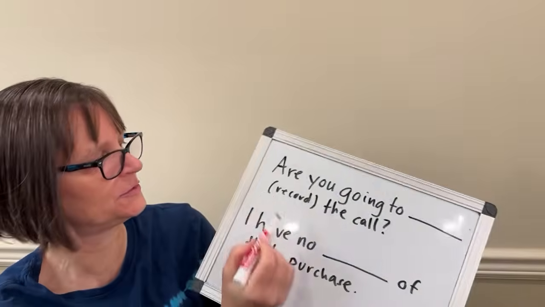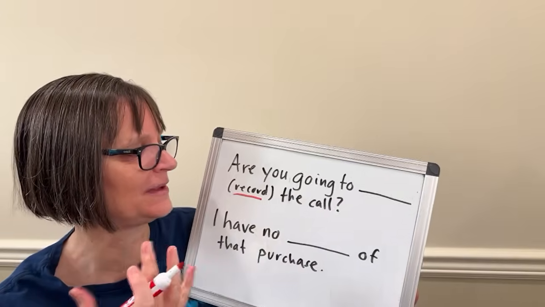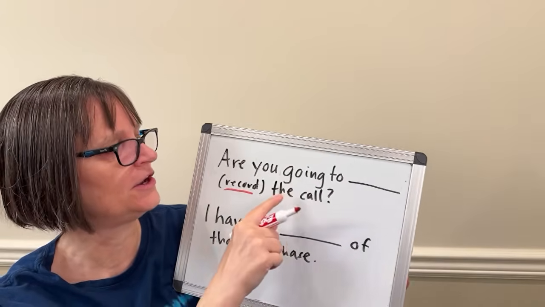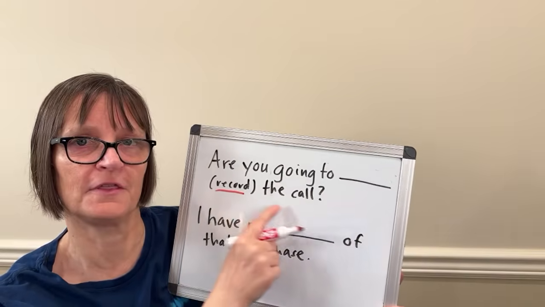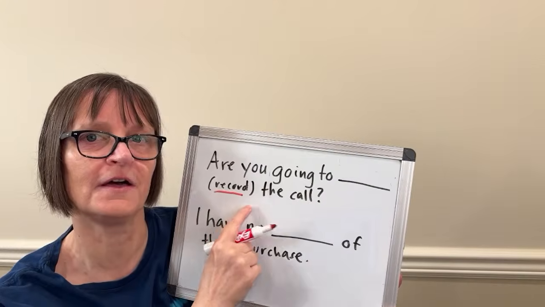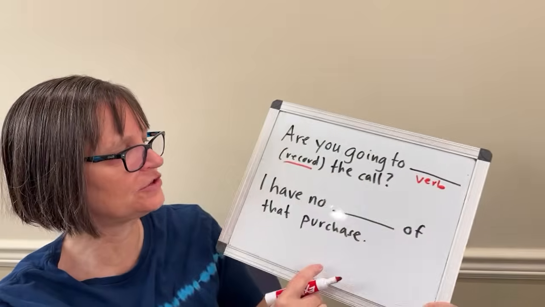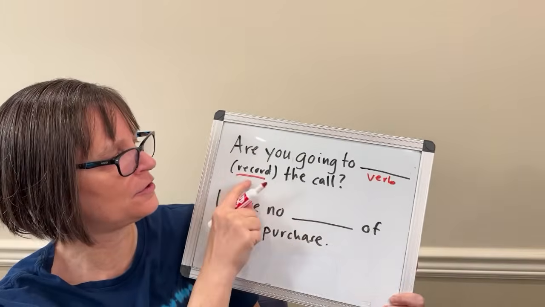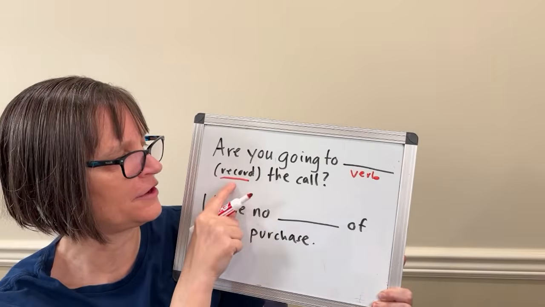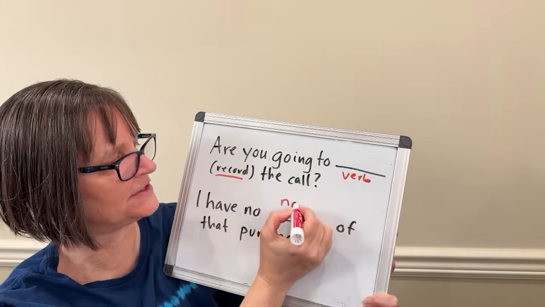Now I want to look at this word here. I'm not going to say it because I want you to say it as I fill in the blank. So be ready to say it here. In the first version, "Are you going to ___ the call?" One more time. "Are you going to ___ the call?" So here we're using it as a verb. And now let's try the other way. "I have no ___ of that procedure." "I have no ___ of that procedure." So here we're using it as a noun.